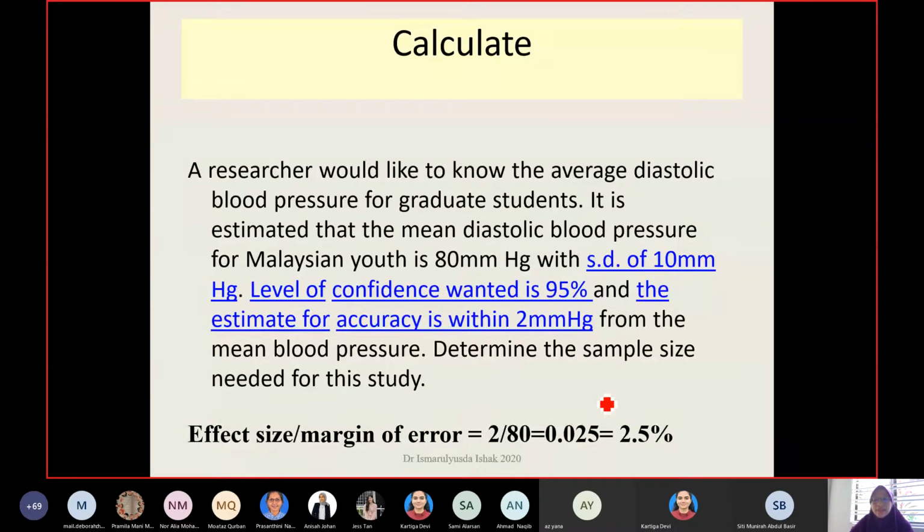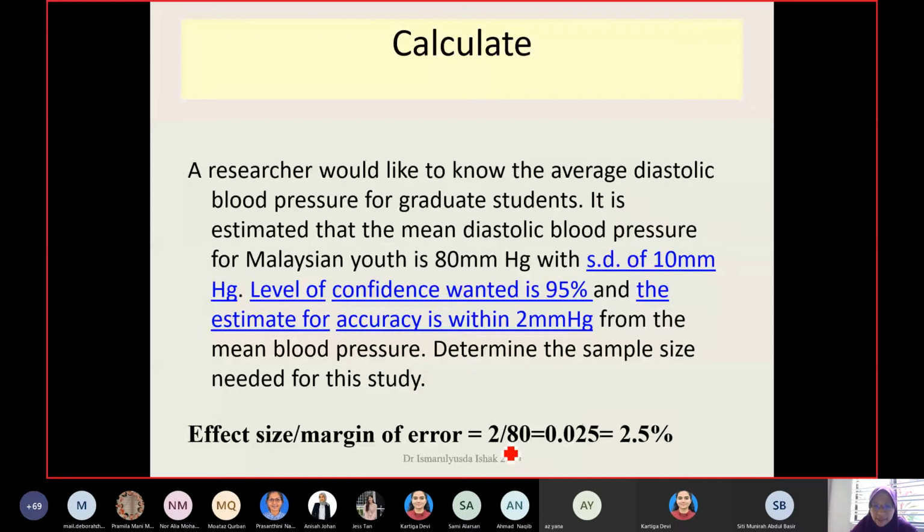I'm trying to calculate the effect size, because in these examples, they just write within the accuracy. The estimate for accuracy is within 2 millimeter mercury. So the researchers know that they need 2 millimeter mercury. They know this is their field, their work. They don't have any reason why they want to use 2% or 10% or 15%. But for myself, I just calculate, and I did the standard error.